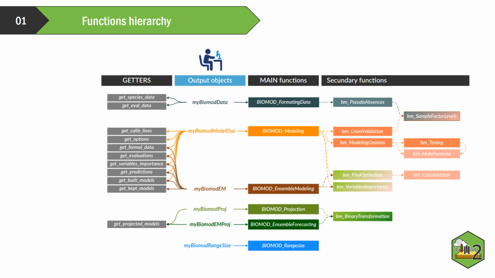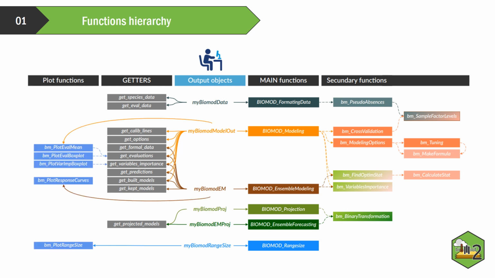Then come the getter functions that can be used to extract specific information from the output objects obtained from the main functions. Finally, some plot functions are available to extract and render some information from the main outputs. Note that, as it is impossible to have the perfect plot for every situation and requirement, these plot functions always return both the ggplot object produced, which can be modified afterwards, and the data used to create this ggplot object. And now, we'll go together through these different modeling steps.